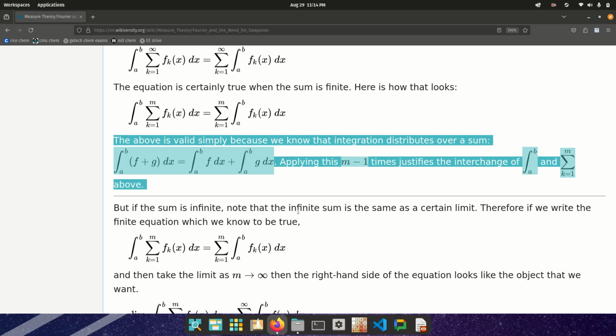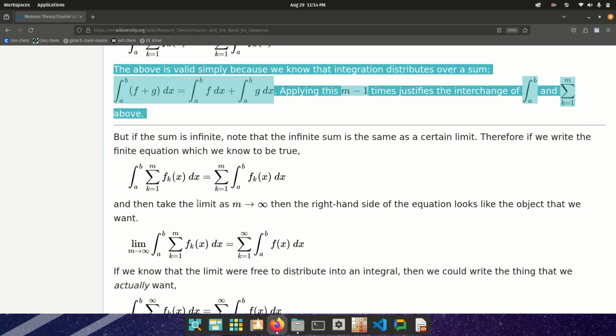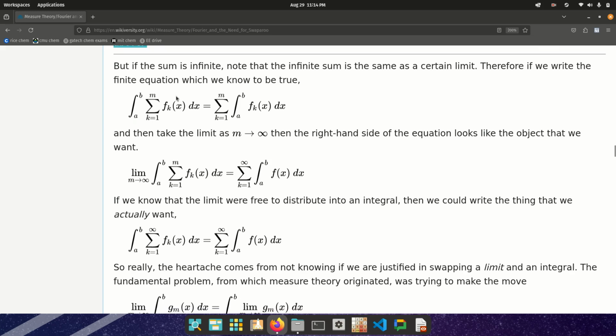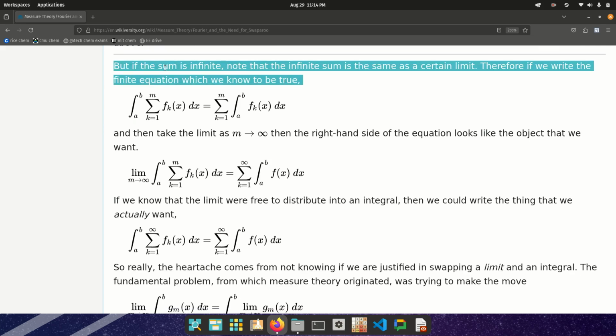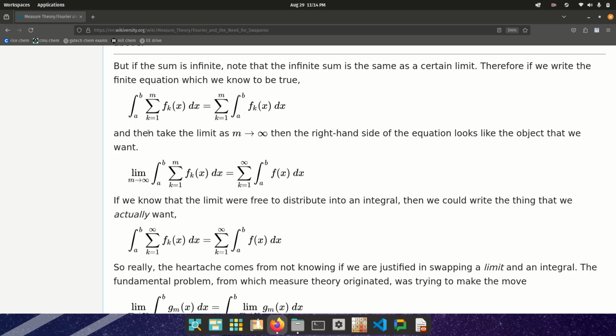But of course, just because it works for the finite case does not satisfy us that it will work for the infinite case. And in fact, it turns out not to always work. Now, let's try to prove it though. Let's just go through some steps to try to prove that it does always work and see where the proof breaks down.